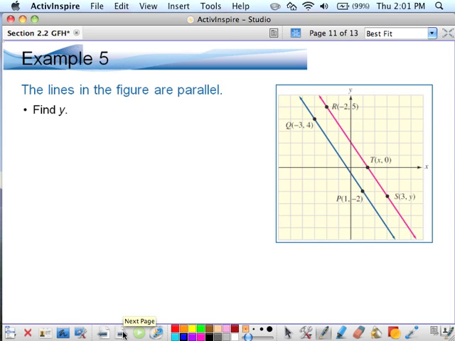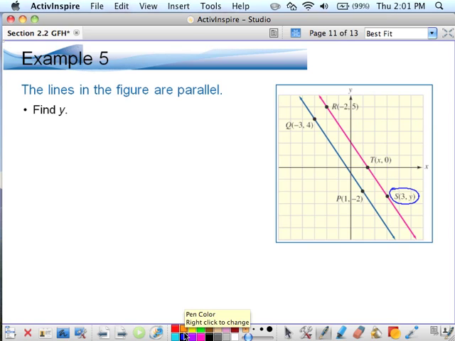So example 5 tells us that the lines in the figure to the right are parallel, and we would like to find y. If you look over here very closely, you can see that on the red line, there are 3 ordered pairs. One of them you know both the x and the y. One of them is missing the x, and the other is missing the y. We want to find the y value of this ordered pair. And all we know is that the red and blue lines are parallel. Because they're parallel, that must mean that their slopes are equal.